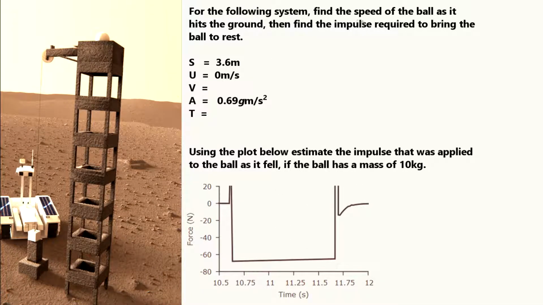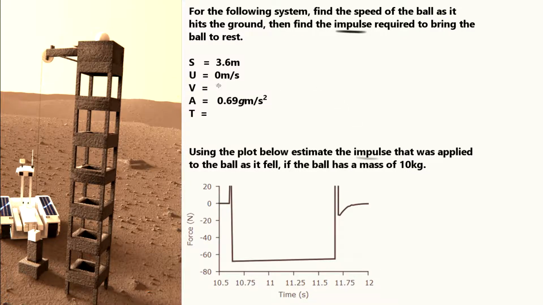For this system, we need to find the speed of the ball as it hits the ground, and then use this to find the impulse required to bring the ball to rest. Later on in the question, we're then going to compare this to the initial impulse. So we'll have a final impulse up here and an initial impulse down here, and then we will compare the two to see if it was conserved.